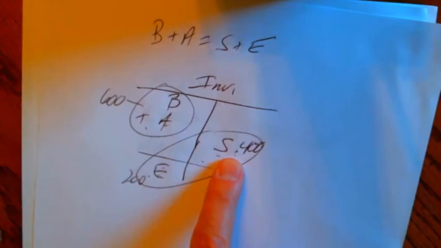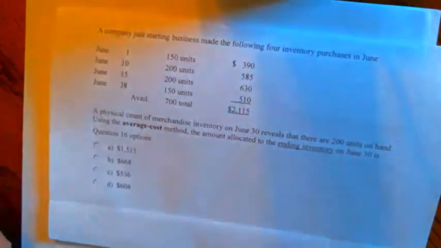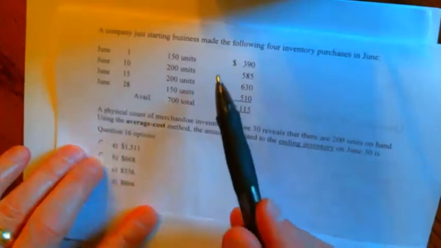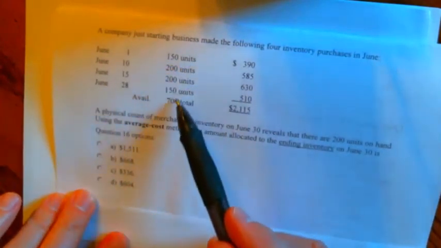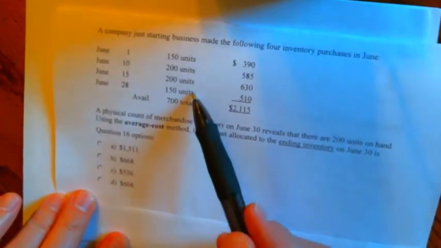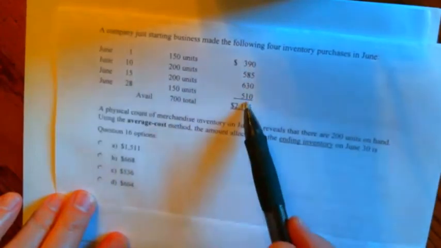Let's do a calculation of cost of goods sold using the weighted average method. Weighted average. This example here: a company had this history. No beginning inventory, but purchases through the month of June, 4 purchases totaling 700 units at various unit prices.